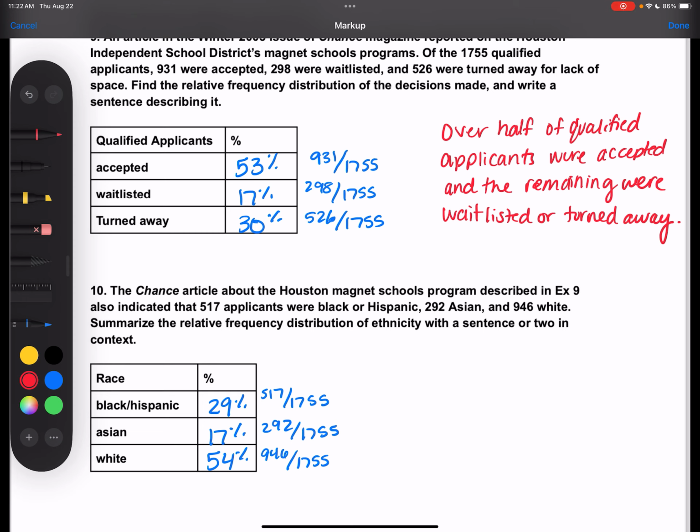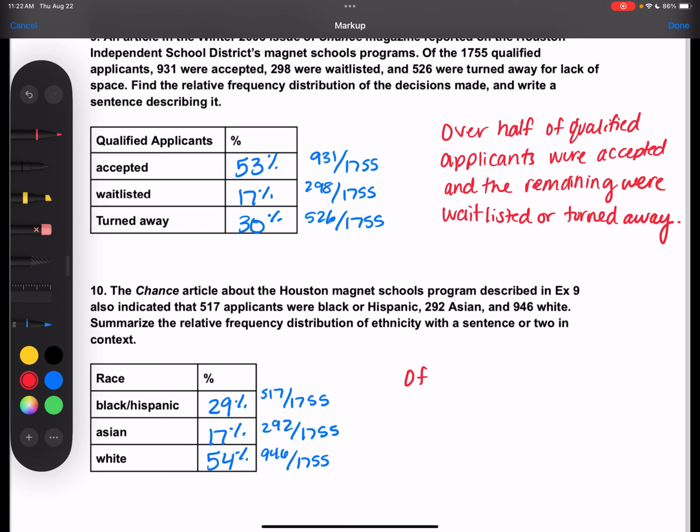Including the same type of sentence. Over half of the accepted applicants were white, and the remaining were either Black, Hispanic, or Asian. Not accepted, but not applicants. Accepted, because this is out of the total number. If they had said out of the 931 accepted, then we would, and then they broke it down, but this is just out of the total applicants. This is just another way that they listed off. We don't know if they were accepted, waitlisted, turned away. That might be in a later problem, but at this point we don't know that.